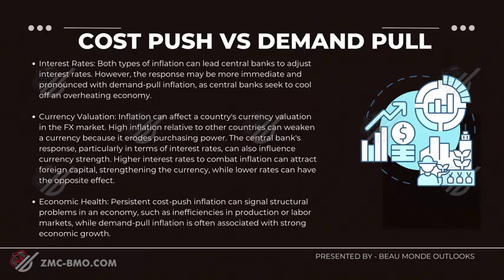Now, let's look at interest rates, health of the economy, and currency valuation when comparing these. Both types of inflation can lead central banks to adjust interest rates. However, the response from market participants may be more, let's just say, immediate and pronounced with demand pull inflation. Central banks seek to control an overheating economy. A good way to look at it is cost push isn't due to large amounts of consumption, large amounts of spending, whereas demand pull is.